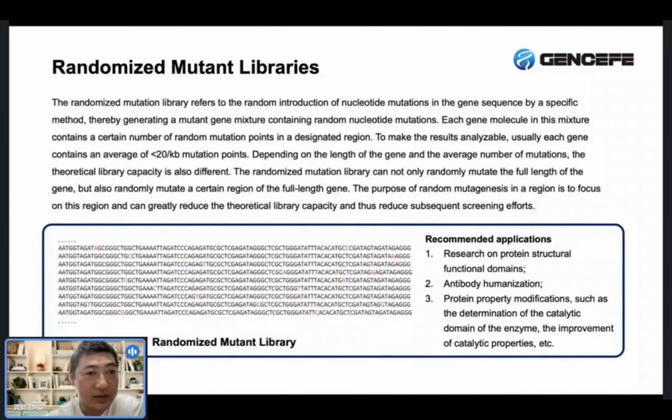Then I talk about randomized mutant libraries. Here is an example of a randomized mutant library. In each sequence, there are one or two mutated nucleotides. This library is usually used when you have very little knowledge of the protein. This is usually accomplished by error-prone PCR or by DNA polymerase with a very high mutation rate. It is used to study protein structure and function, and also antibody humanization.